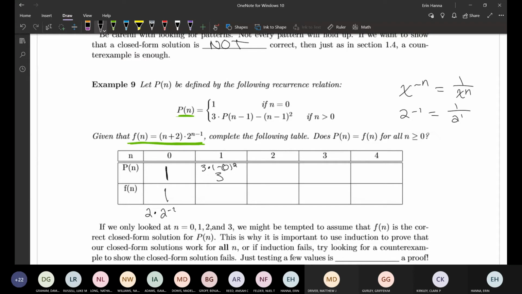What if we plug it into the other one? We would get 1 plus 2 is 3 times 2 to the 0. Anything to the 0th power is 1, so that's 3 times 1 is 3.